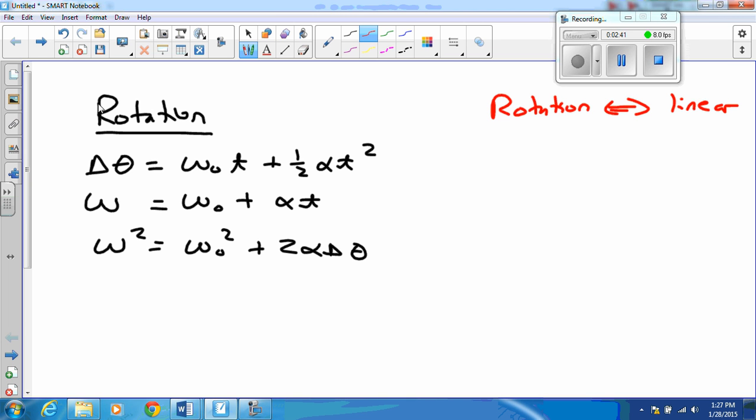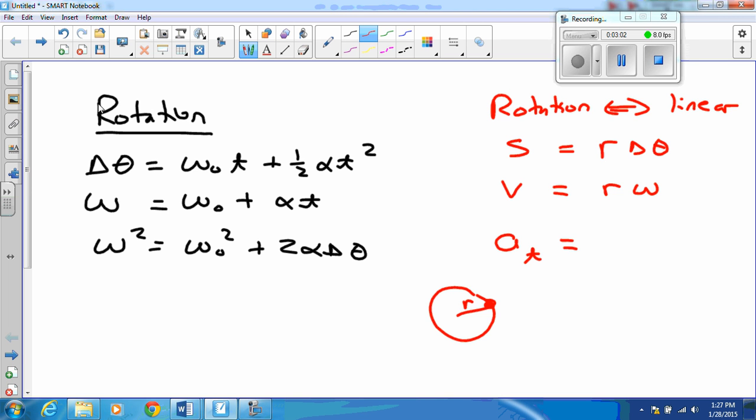motion. And that is that if I have an object on the edge of a circle of radius r, and that object is traveling around, then the distance that the object travels is the radius times the angle that the object travels. And the speed of that object is the radius times the angular speed. And the tangential component of acceleration is the radius times the angular acceleration. And so this allows us to go back and forth between angular quantities and the linear quantities here.